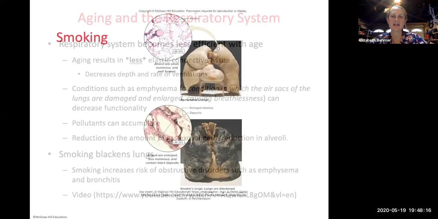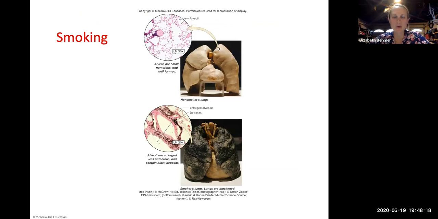I'll kind of end here and then we'll talk about aging with smoking. So we talked a little bit about what happens to the alveoli with smoking. The alveoli will become enlarged and less numerous, and they'll contain black deposits. And you can see how that's what gives the lungs their black color, because the alveoli have those black deposits from the cigarette smoke, versus healthy lungs.